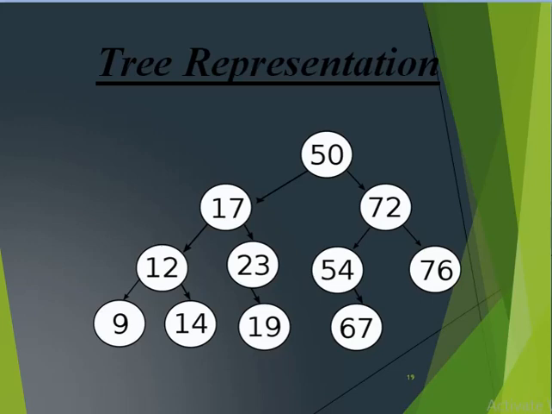See, this is the tree where 50 is called the root node. On the left hand side of 50 there is element 17, and on the right hand side there is element 72. In this tree, the right side of the root node has values greater than the root node, and the left side has values less than the root node. This is the representation of a tree.